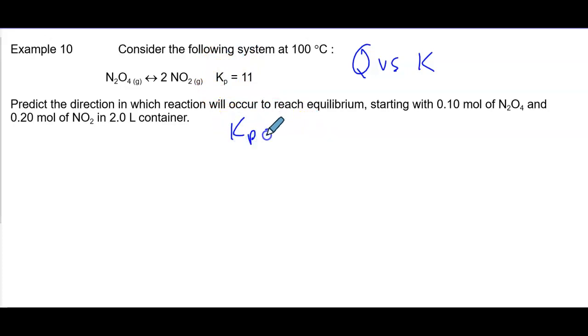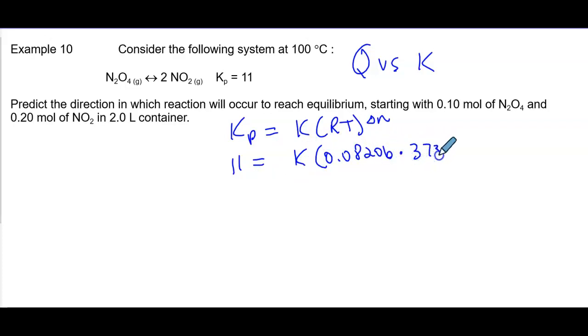So we know Kp equals K(RT)^Δn. So we're going to say 11 equals K, which we don't know, times 0.08206 times 373. Remember, that comes from the fact that this is 100 plus 273.16. That's how I get the 373. My Δn, if you think about it, we split the reaction and say 2 total moles on this side and 1 total mole here. We take products minus reactants, 2 minus 1 gets me a 1. So then we're going to calculate this.